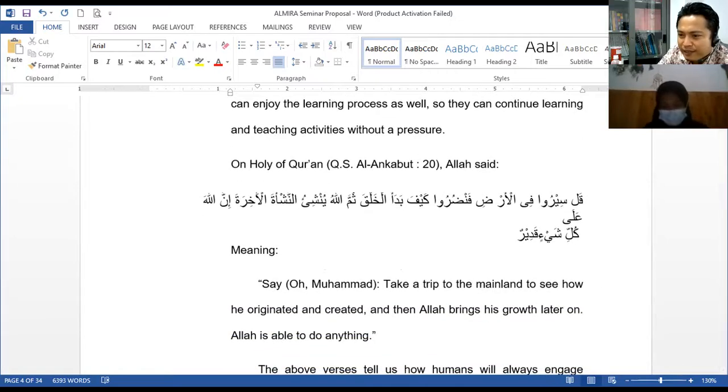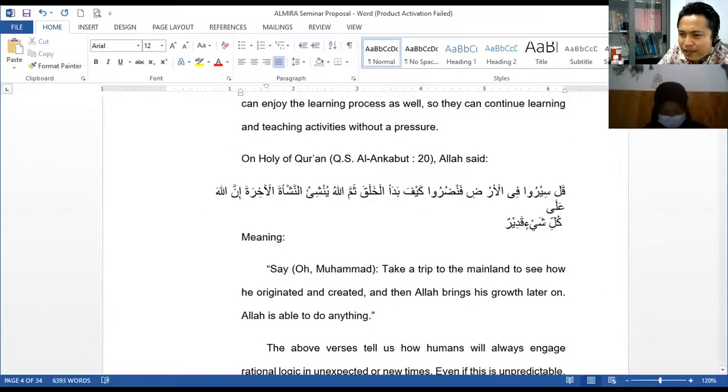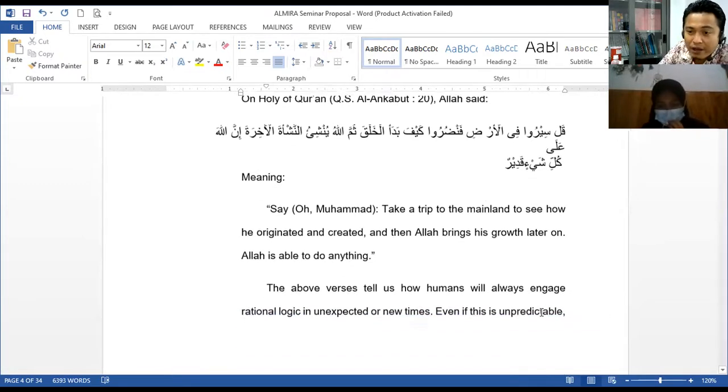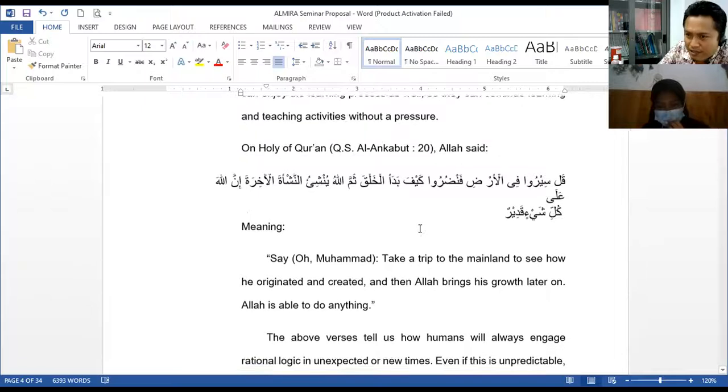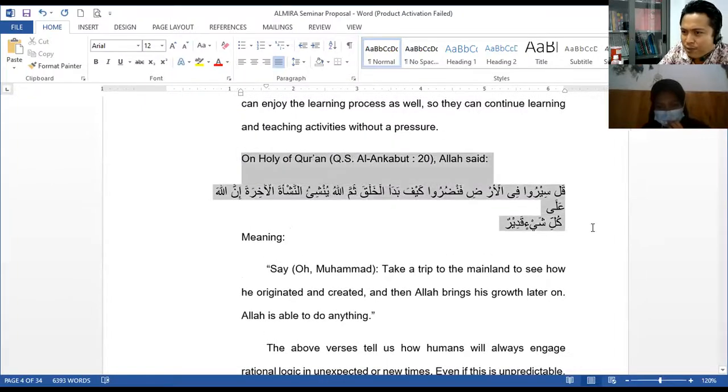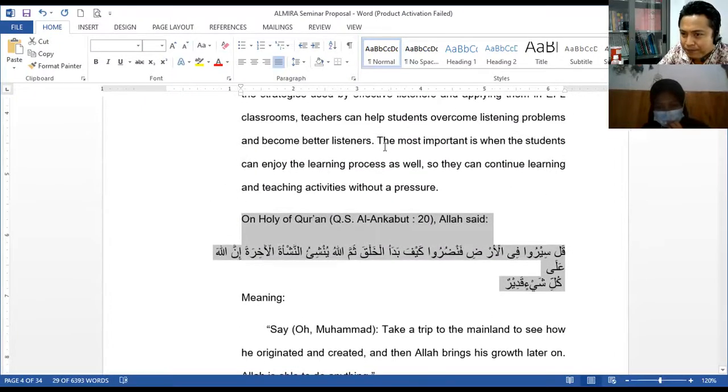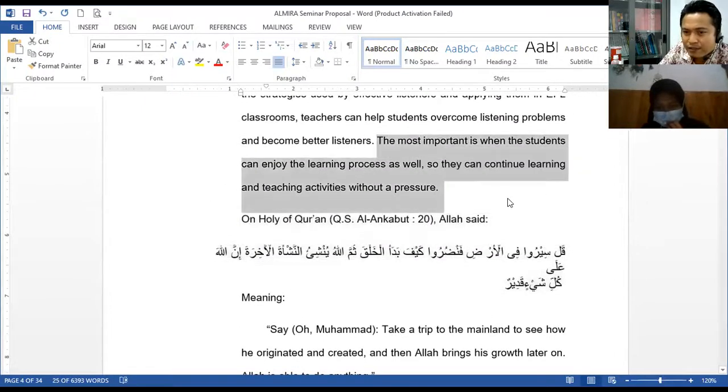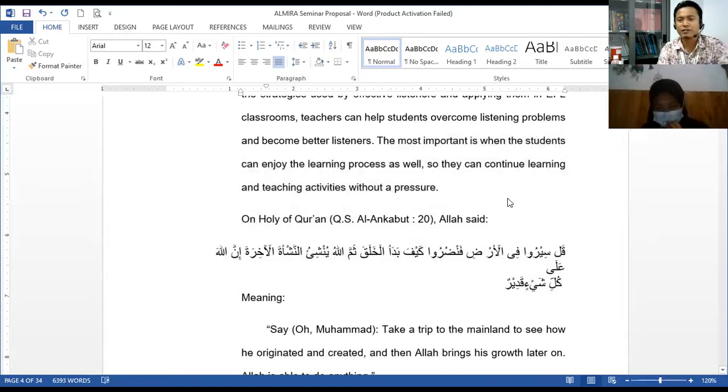Yeah, and then here, take a trip to the mainland to see how he originated and created, and then Allah brings his growth later on. Allah is able to do anything. So what is it here, this one with the previous sentence that you explained? Come on, can you try to explain it to me, please?